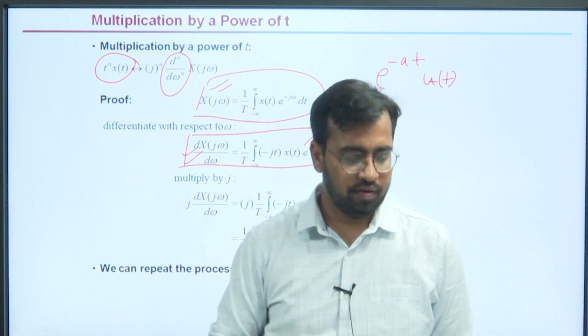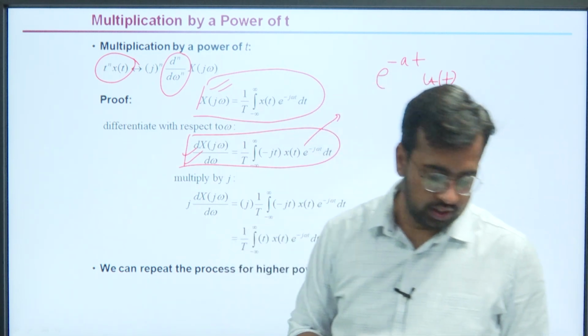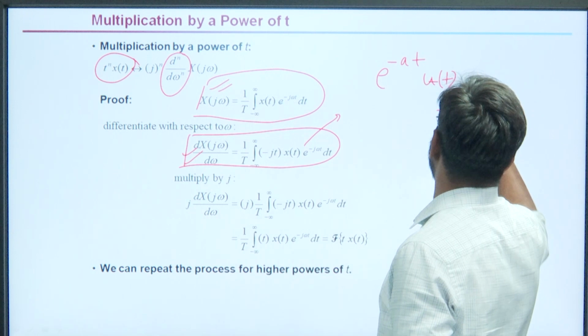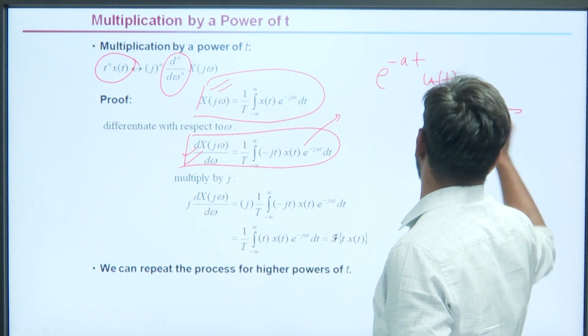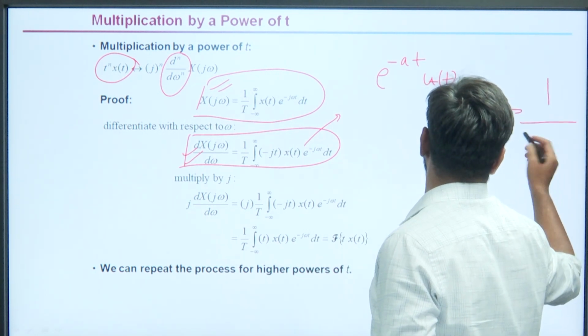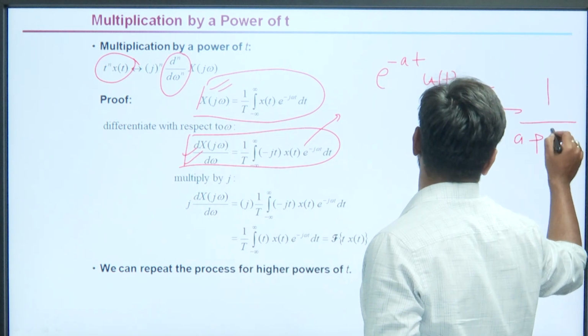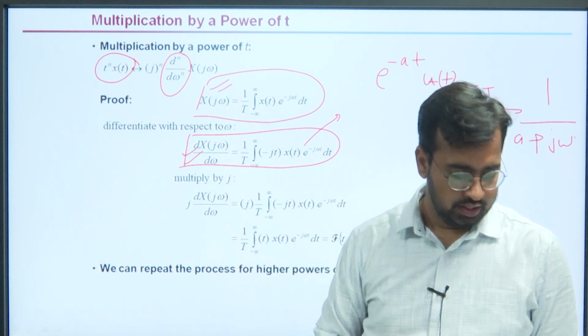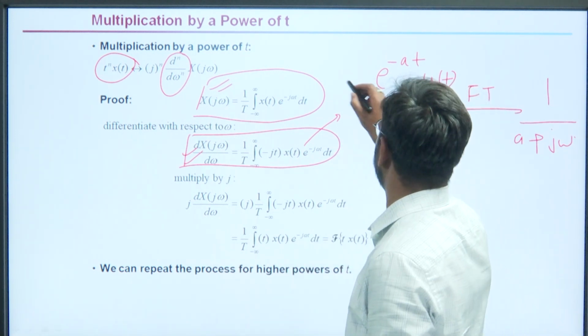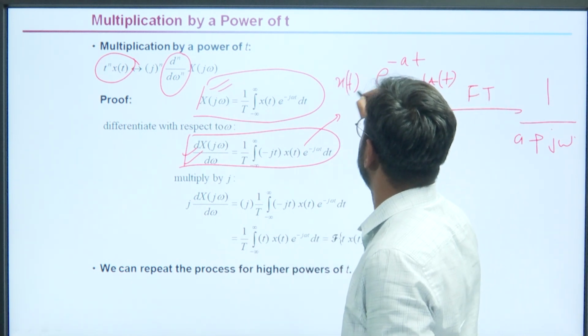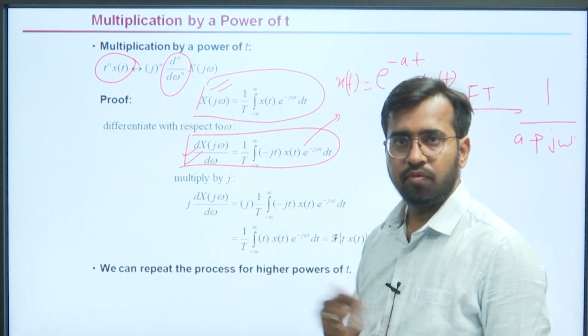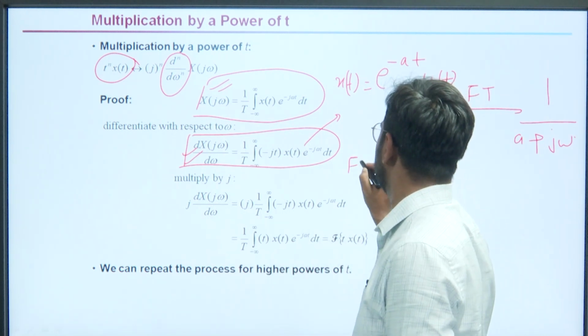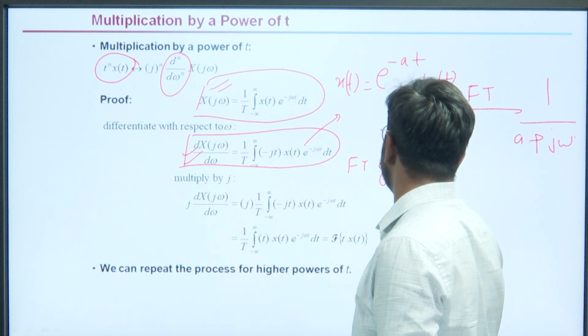Just now I told you about e to the power minus at ut. We have discussed the Fourier transform for this, and the result was 1 upon a plus j omega. Now suppose this is xt, e to the power minus at ut, and someone asks you to find the Fourier transform of t xt.